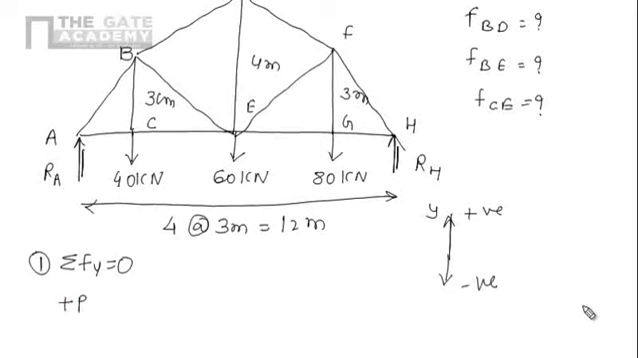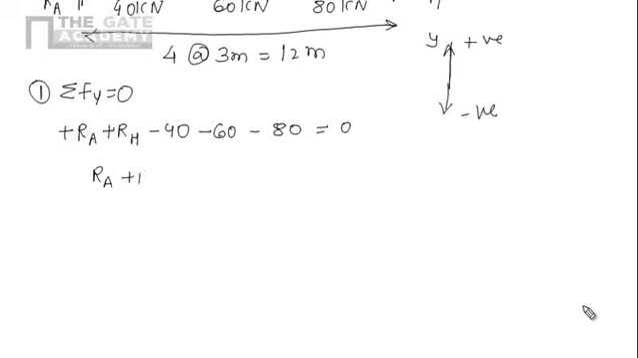So we are having plus RA plus RH, that is in upward direction, and the 40 is in downward, so negative. 60 is in downward, so negative, and 80 is in downward, so negative. It will be 0. So by this way we can write RA plus RH equals 180 kilonewton. So this is the first equation we get.